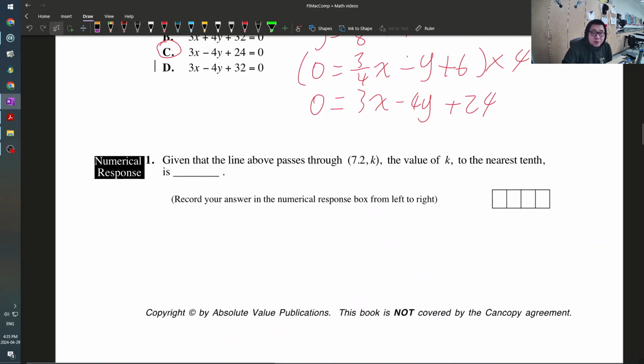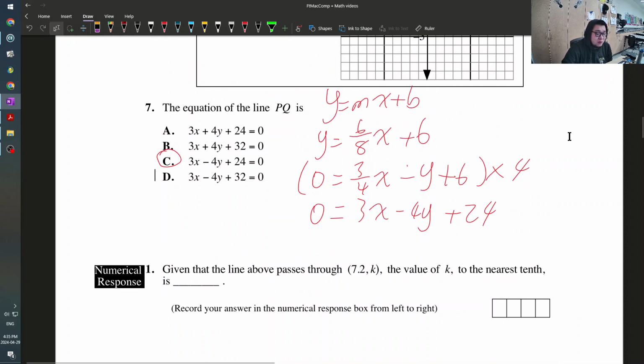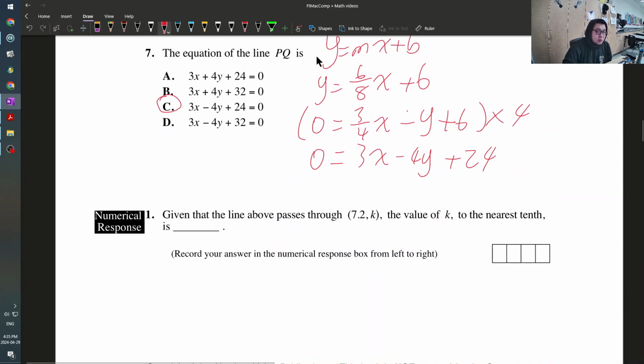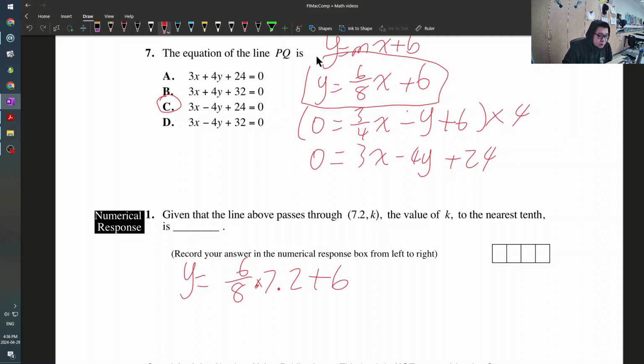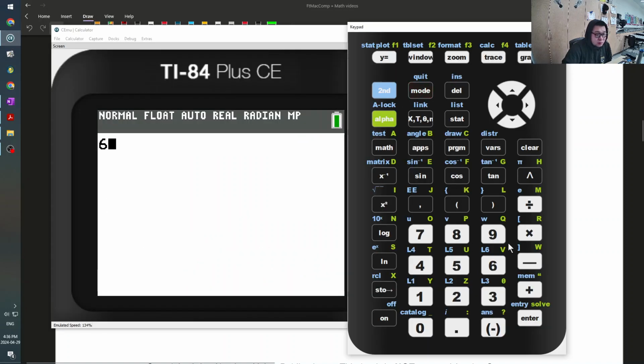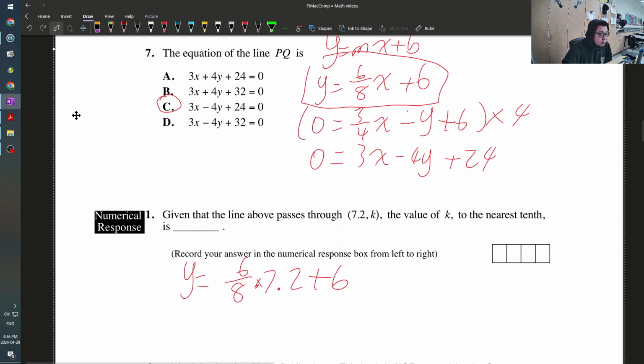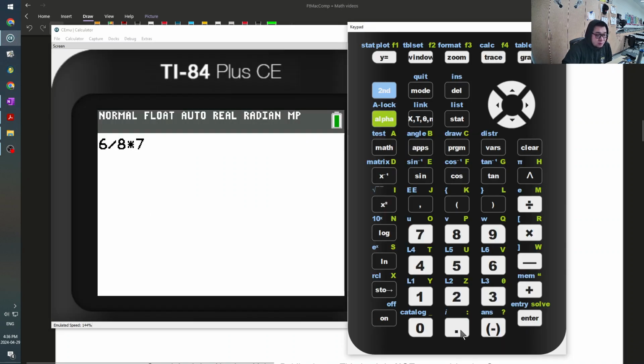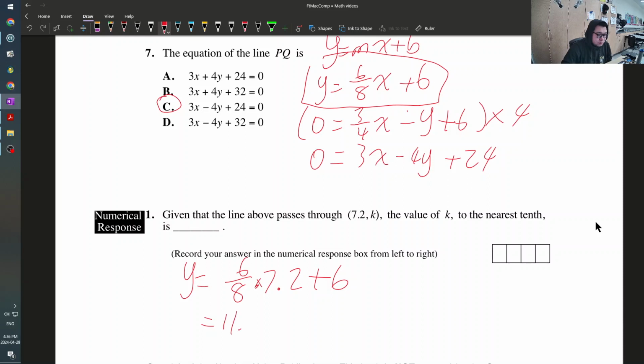Okay, numerical response 1. Given that the line above passes through the point 7.2 comma k, the value of k to the nearest tenth is. So we're going to use this intermediate step to calculate, because we know x already, all we need is y. So y is equal to 6 over 8 times 7.2 plus 6. Well, I'm not doing this by hand. I'm just going to use our calculator. 6 divided by 8 times 7.2 plus 6, 11.4. No rounding needed.